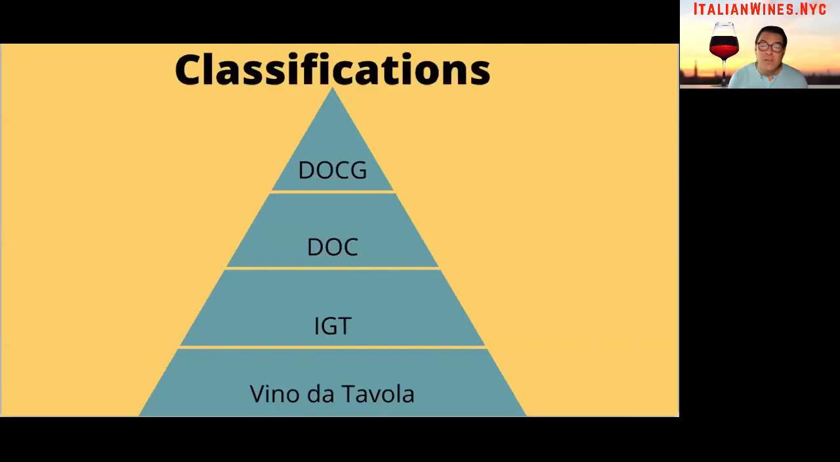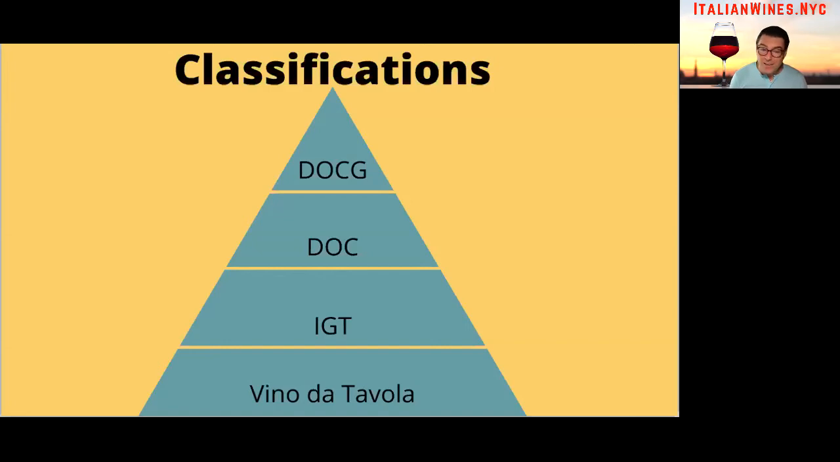The IGT came about when some Tuscan producers were planting Cabernet Sauvignon and Merlot in their vineyards, which are not Italian grapes. So they were not allowed to obtain a DOC for their quality wines because of that. So what they did was they lobbied to create a brand new classification that would allow French grape varietals in their wines. That's how the famous Super Tuscan wines came into being.